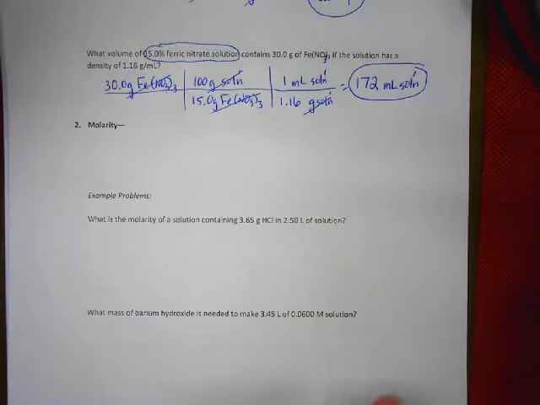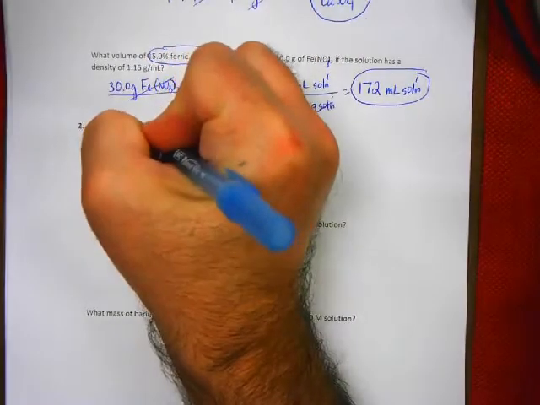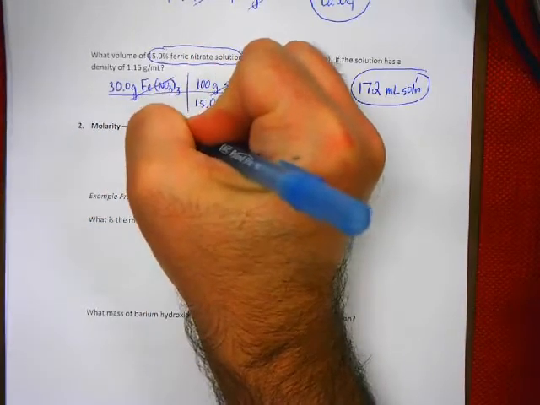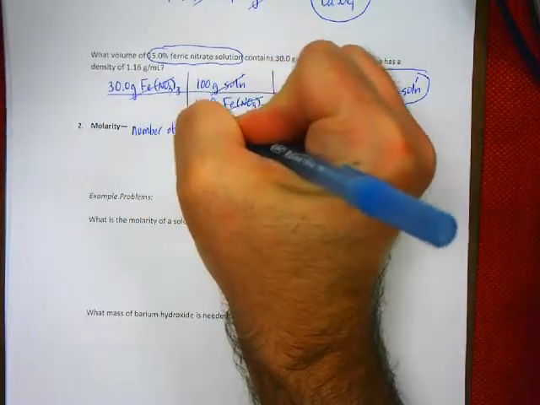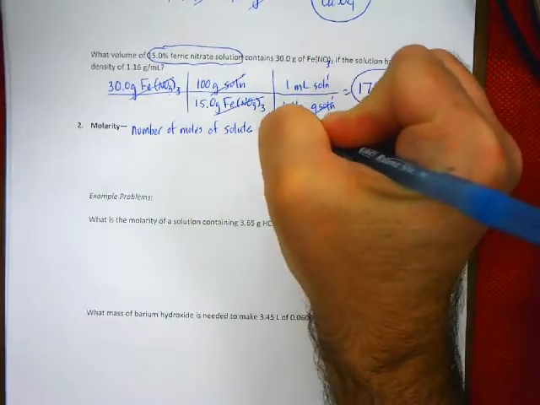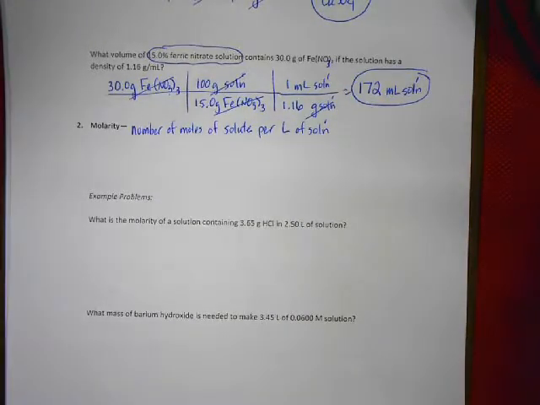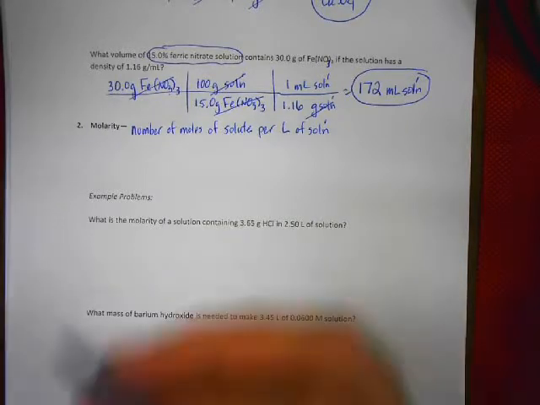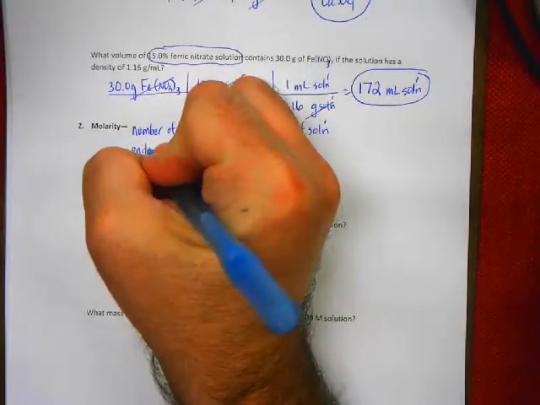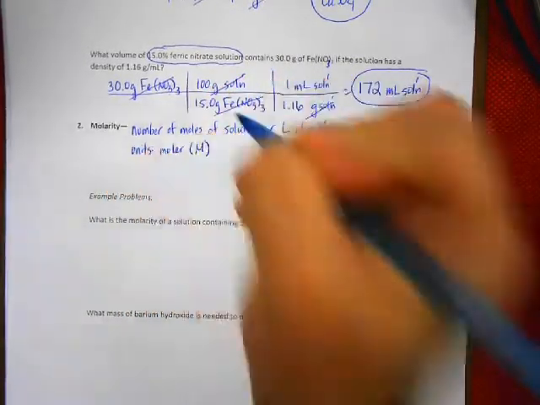So if you recall, when we talk about molarity, we're looking at the number of moles of solute per liter of solution. Now that's a little bit different than what we were talking about with percent by mass. So we're talking about liter of solution. That solution contains the solute. So our units for this are molar, or a capital M.